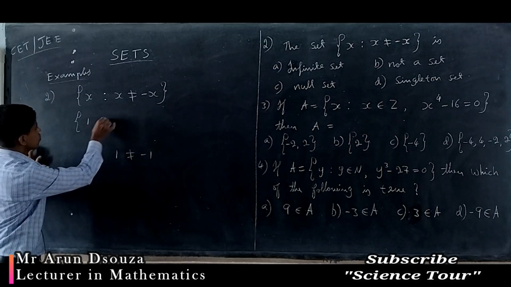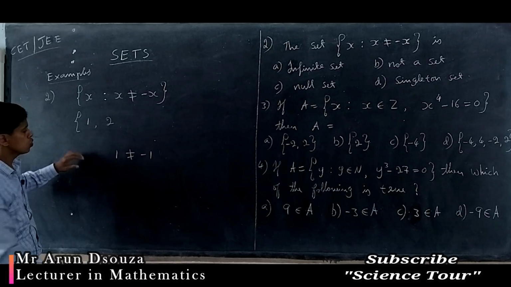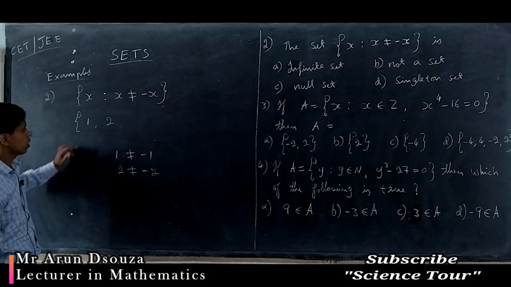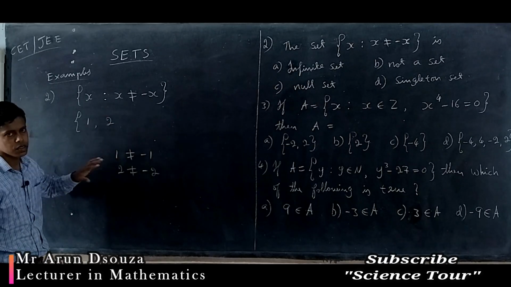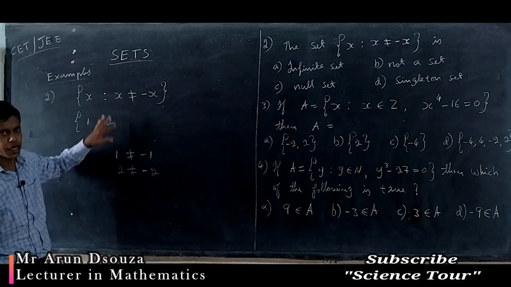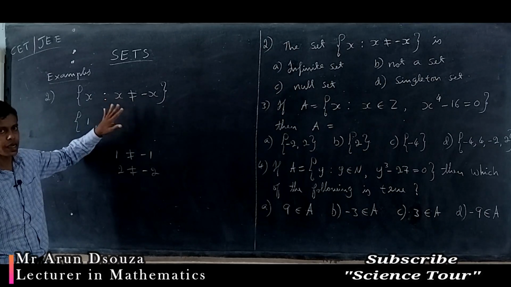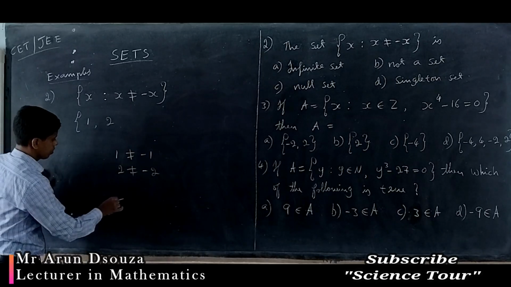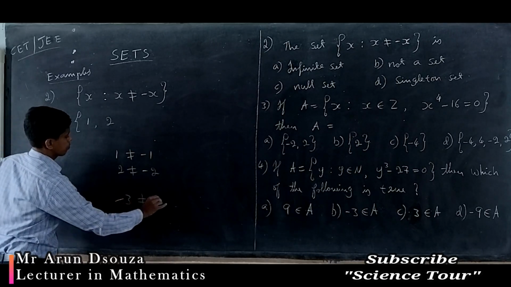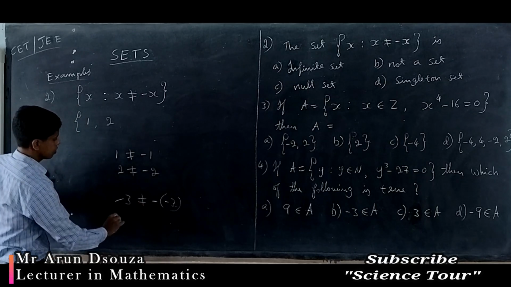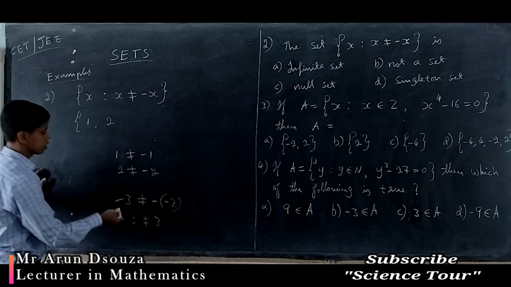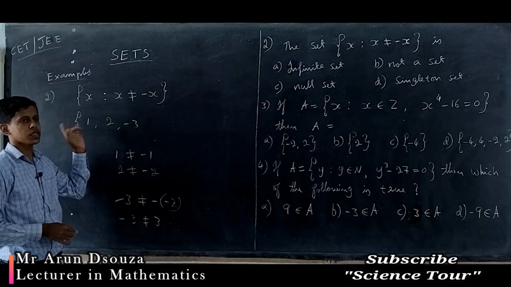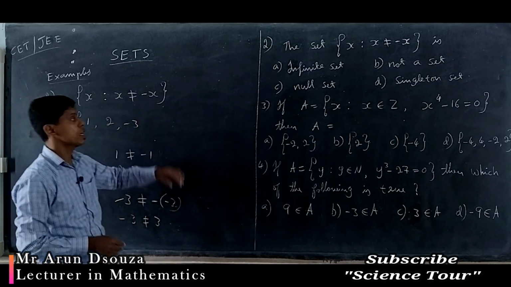And what about 2? 2 is also not equal to minus 2. So I can write 2, it satisfies. I can write 3 here. I can write 4, 5, 6, 7, 8. I can write minus 1 also. Minus 3, let me write in place of x: minus 3 is not equal to 3. Correct. I can write minus 1, minus 2, minus 3, minus 4. I can write many things, infinite.